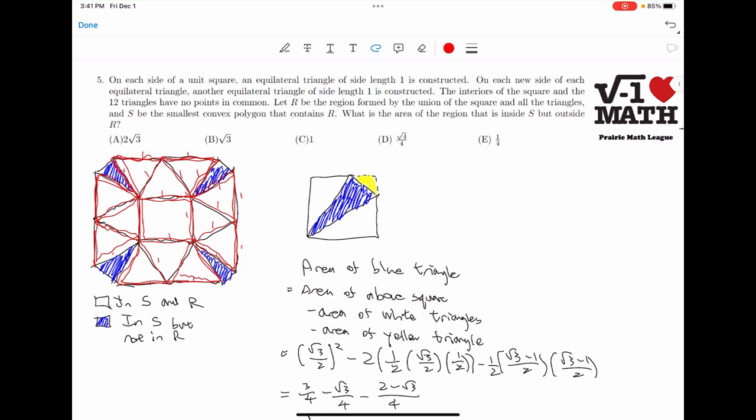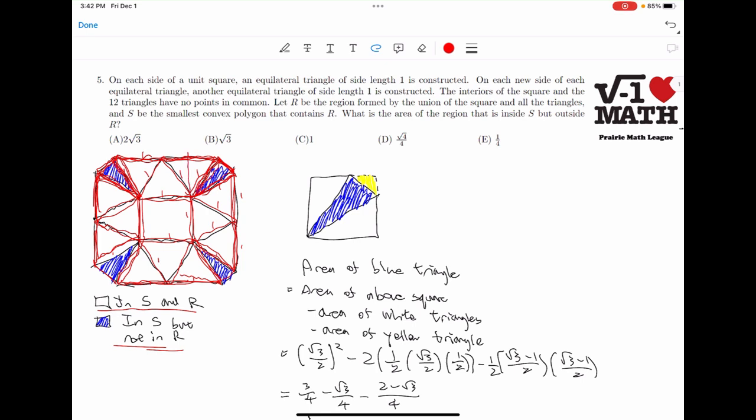And let S be the smallest convex polygon that contains R. So on top of this, we have this part. It kind of forms an octagon. What is the area of the region that is inside S but outside R? As we see here, the convex polygon contains this part, and so does the union of the triangle and the square. But the part that's in S but not in R is the part that's shaded in blue, the part that we just added with the addition of the octagon.